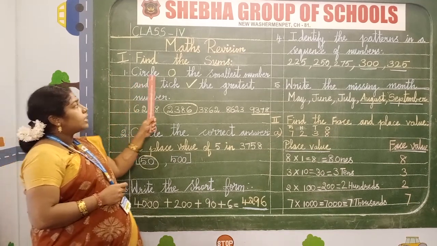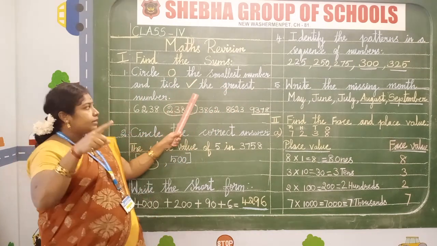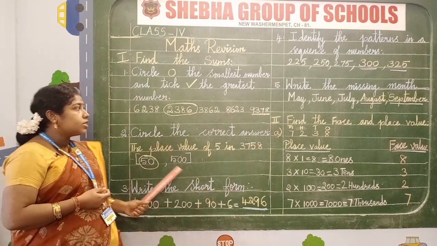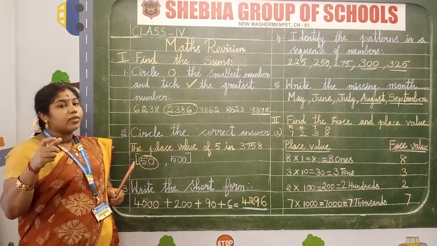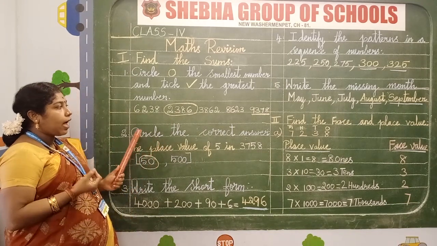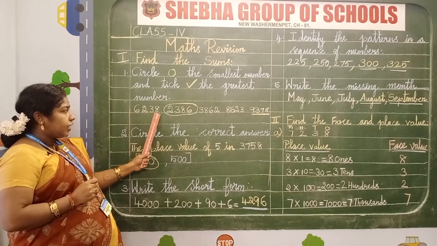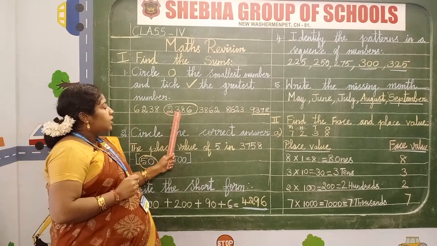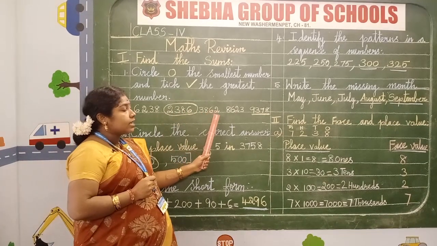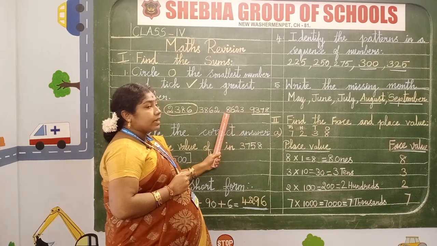First one, circle the smallest number and tick the greatest number. They have given you a set of sequence of numbers. From this we are going to find which one is the smallest number and which one is the greatest number. So first we have to identify the first digit. Here 6238, so 6. 2386, 2. 3862, 3. 8623, 8.